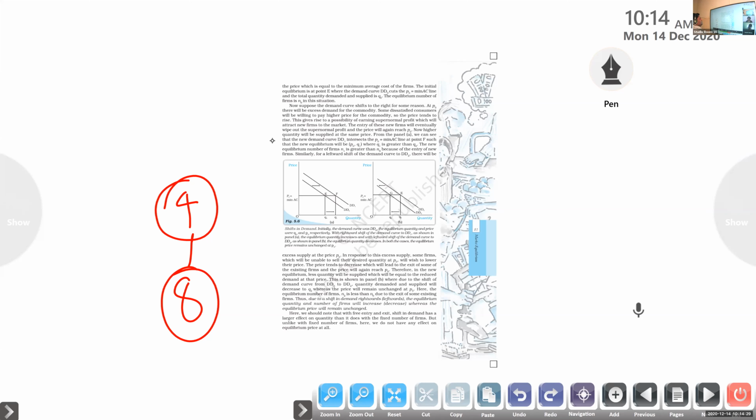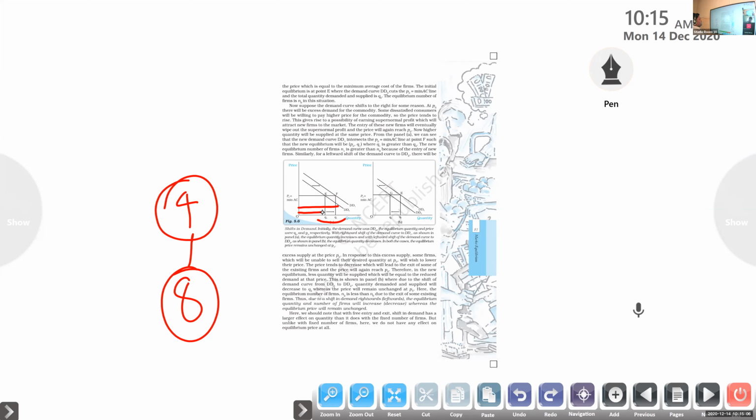We can see that the new demand curve DD1 intersects P0, I mean the minimum average cost line, at point F, such that the new equilibrium will be P0. For P0, the quantity is Q1. Quantity is increasing, and as a result, quantity supplied will increase in the market. So at F the new equilibrium will be P0, Q1, where Q1 is greater than Q0. You can see here, Q1 is greater than Q0.